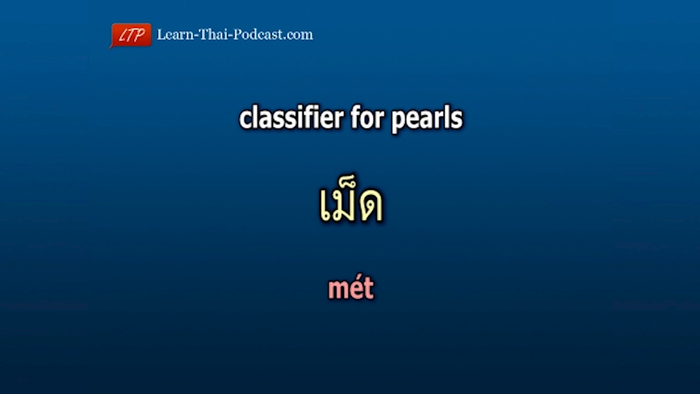Classifier for pearls, เม็ด. Classifier for chili, เม็ด. Classifier for peppercorns, เม็ด. Classifier for diamonds, เม็ด. Classifier for gemstones, เม็ด. Classifier for candies, เม็ด.